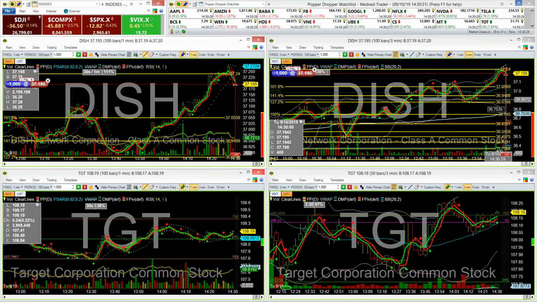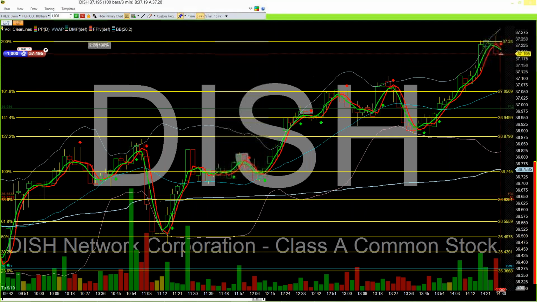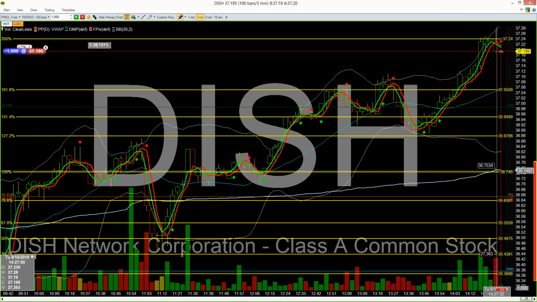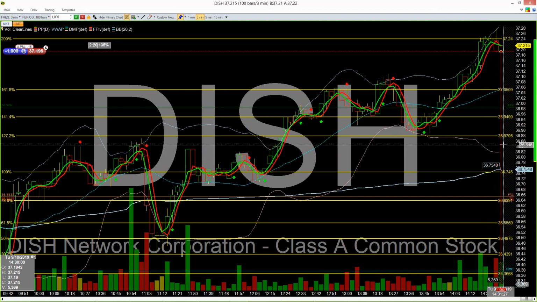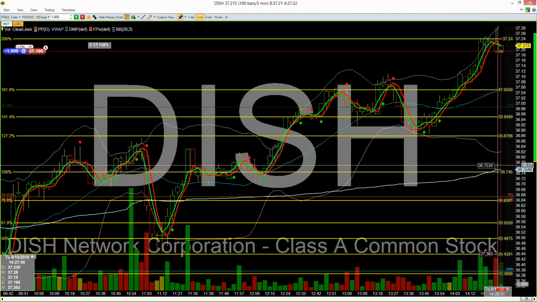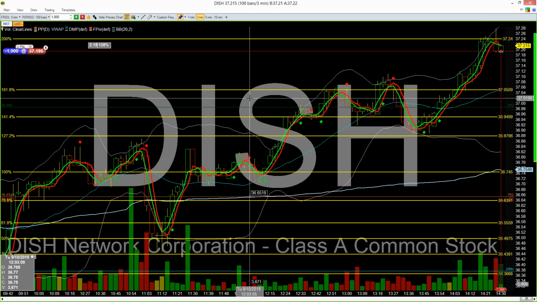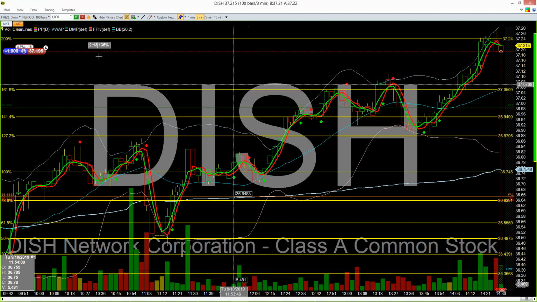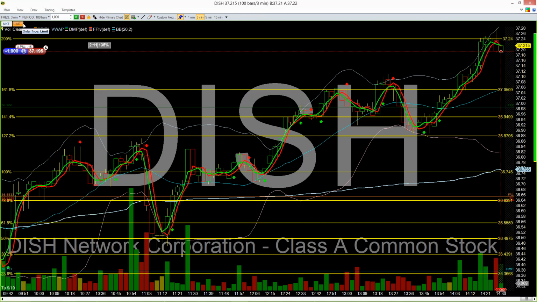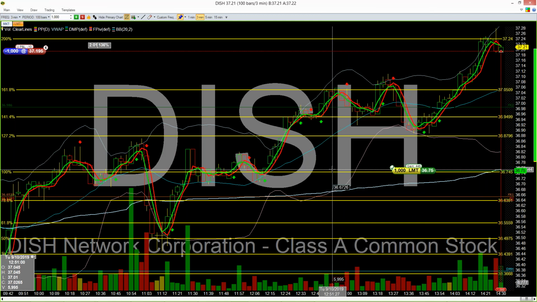So what did I say over here? 36.75. So Fibonacci resistance 2 on the 1 minute was basically right in this level. It's not too far away. So I'm going to set a limit right at 75. We'll see if it can get there.